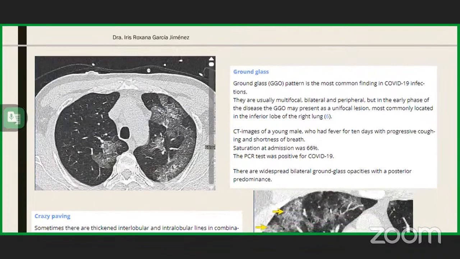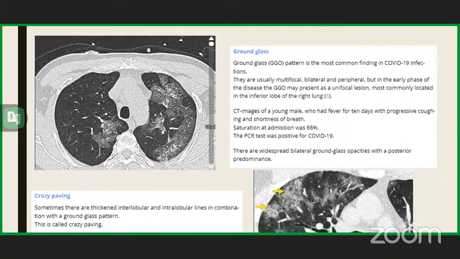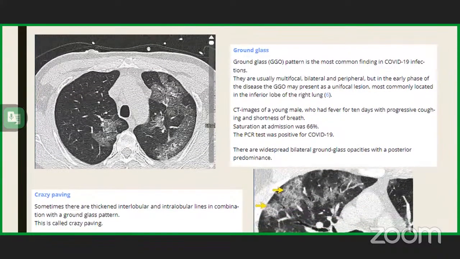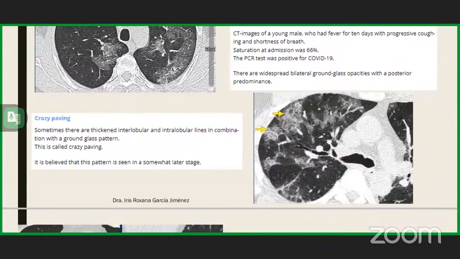But there are some patterns that we have considered, because they are well described during these times, in blue color. The ground glass, for example, and the abbreviation GGO pattern is the most common finding in COVID-19 infections. Then we have the crazy paving in blue again, and it's pointed in the slide. So check this, read this information, catch as much vocabulary as you can, and we can talk about it tomorrow, okay?